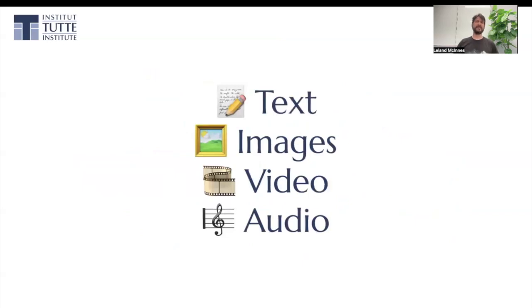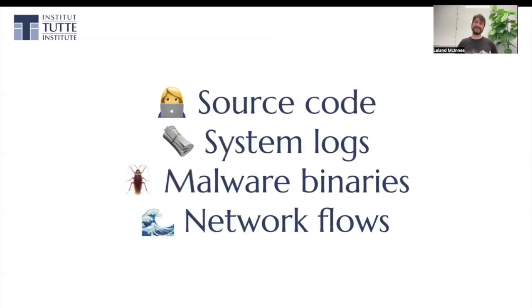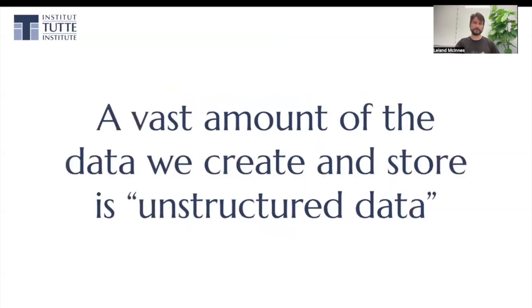So that means things like freeform text, it means images of all sorts of resolutions and types, video, audio, all sorts of things qualify. But it also extends to all kinds of other things that CSE would be interested in, things like source code, system logs, malware binaries, network flows. These are all pretty open freeform kinds of data that are unstructured and we still need to work with.